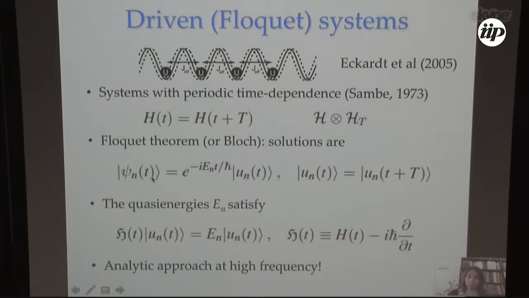And you will see that your solutions psi can now be written in terms of these u's, which are periodic. And you have this factor that depends on E_n, where these E_n are the quasi-energies corresponding to the Floquet Hamiltonian, which is now written as H(t) minus i h bar d/dt. Anton is going to tell you a bit more about the Floquet model, but I suppose in this conference you might have heard a lot already about it.